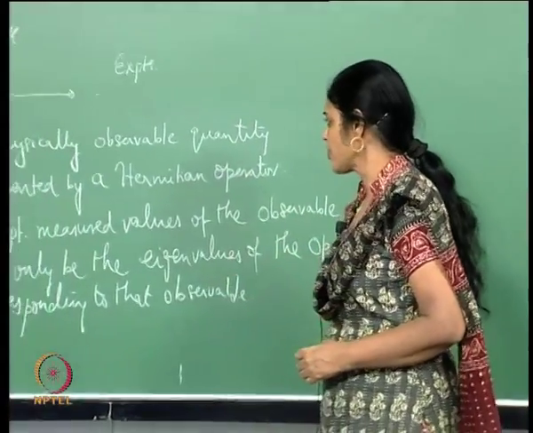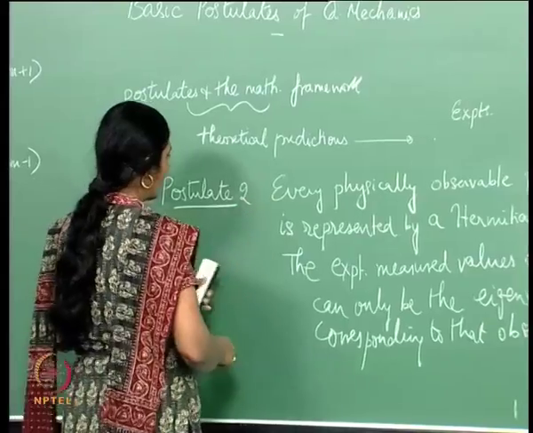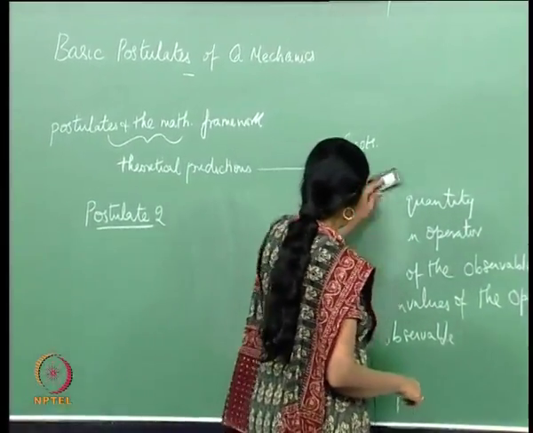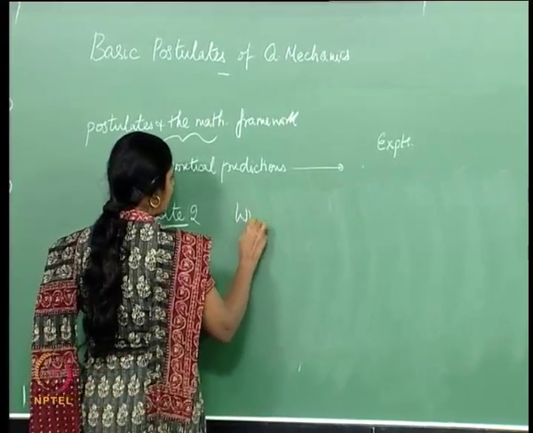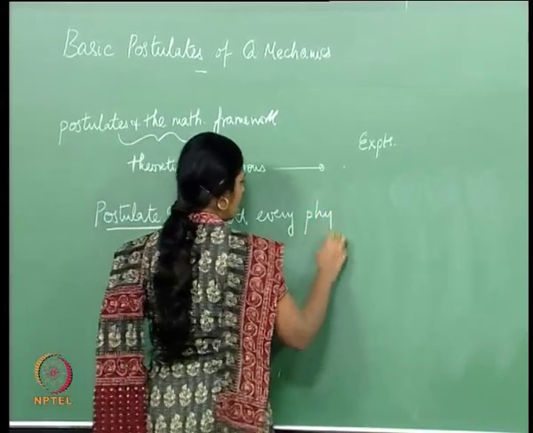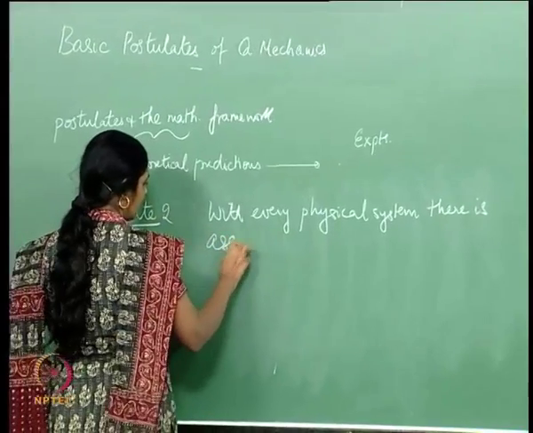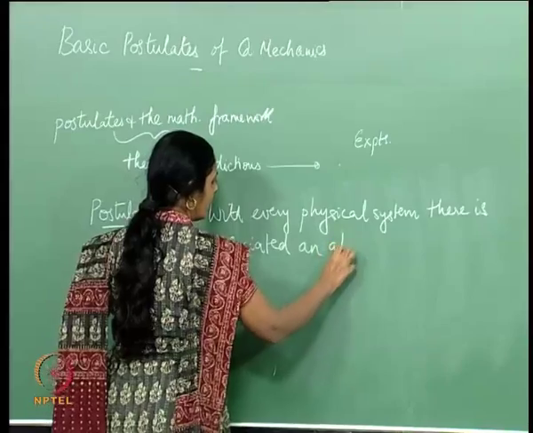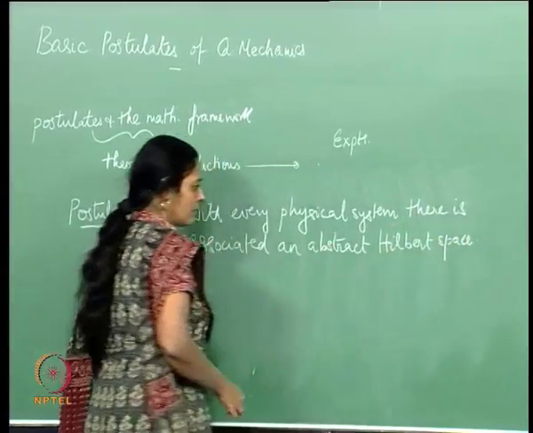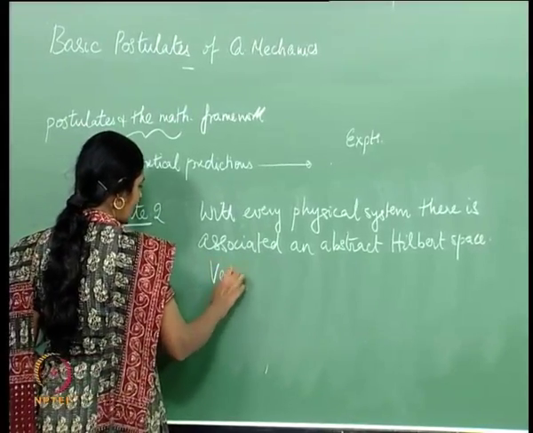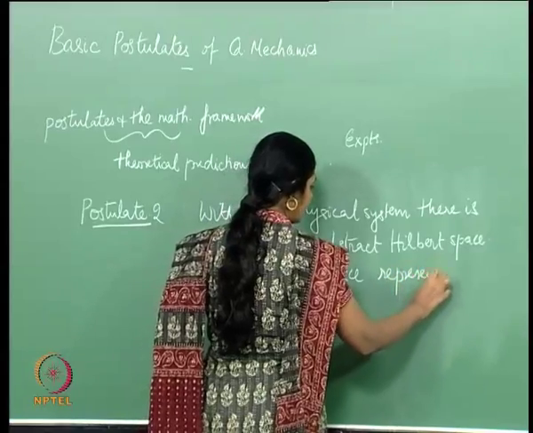So much for the first postulate. The second postulate is the following. So, there is postulate 2. And this postulate says, with every physical system, there is associated an abstract Hilbert space. Vectors in this space represent states of the system.